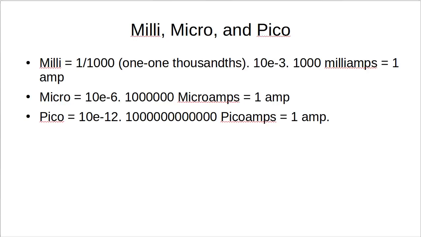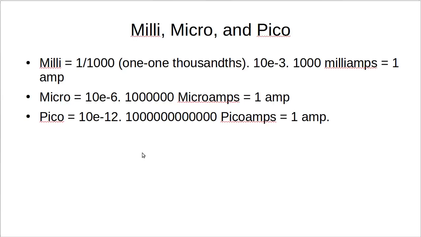So milli is sort of, when you convert something to millihertz, it sort of multiplies it by 10 to the negative third power. It moves the decimal point 3 places backwards, so toward the right. So micro is 10 to the negative 6 power. It moves 6 places to the left.